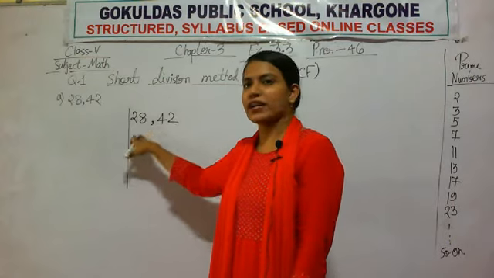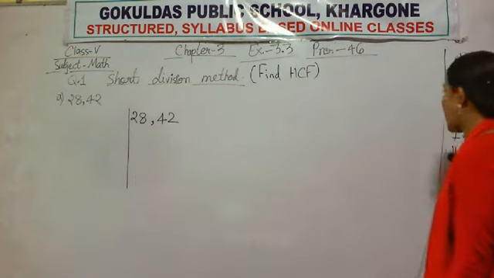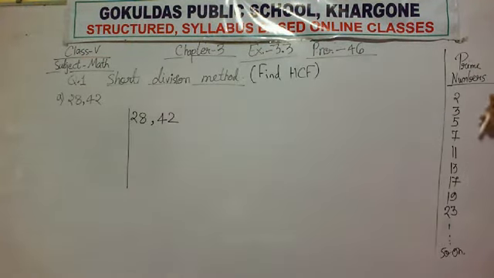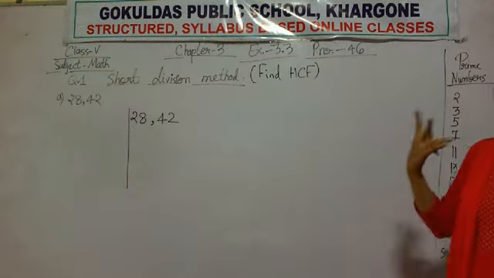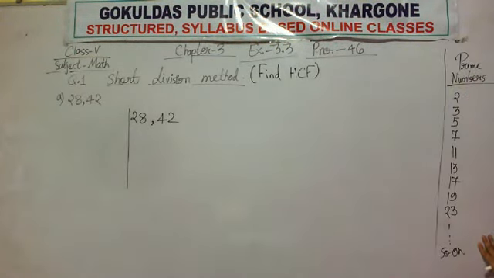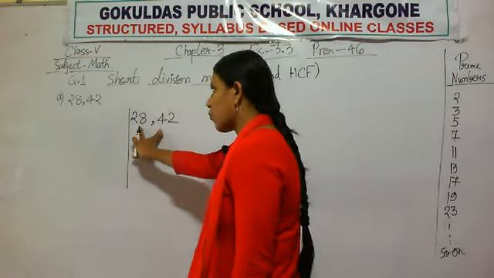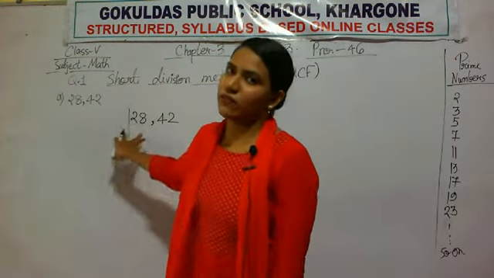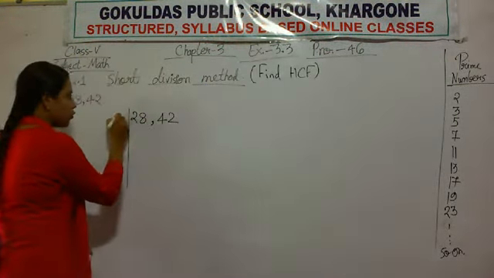So we can divide by the smallest prime number, which I have already written on the side: 2, 3, 5, 7, 11, 13, all these are prime numbers. Why do we call these numbers prime? Because they have only two factors, that is 1 and itself. That is why we call them prime numbers. Both of these numbers are even, so we can divide both by 2, right?